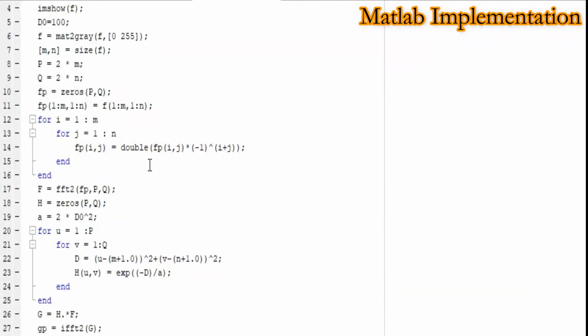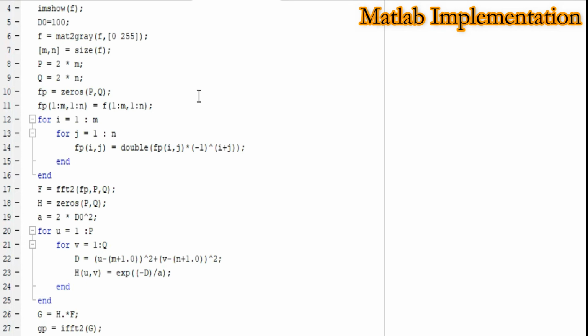Okay, I just explained the concept of the Gaussian low pass filter. In the Gaussian low pass filter, we consider the sigma value, which is equal to the D naught value. So based on the cutoff frequency D0, the output will be produced. So there is no ringing effect in the Gaussian low pass filter.